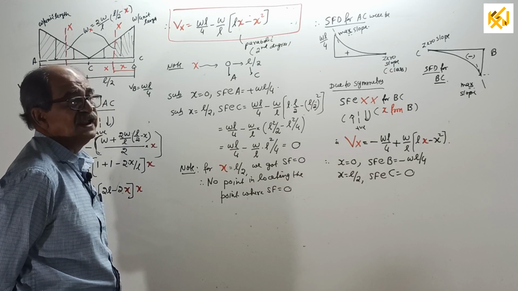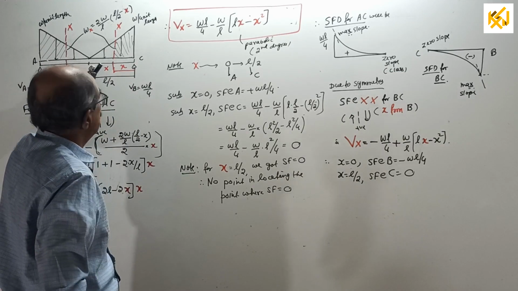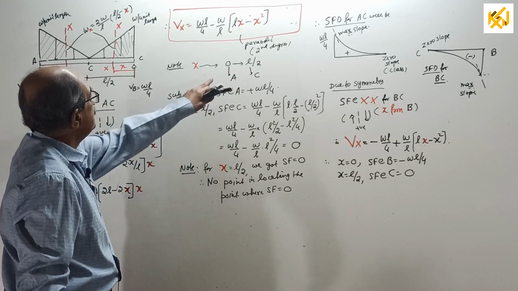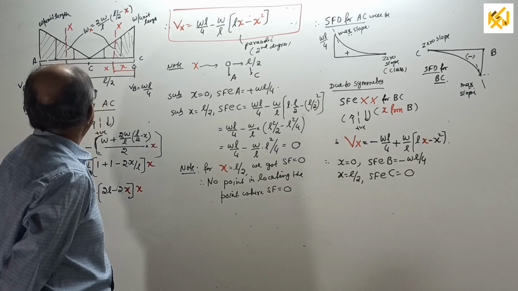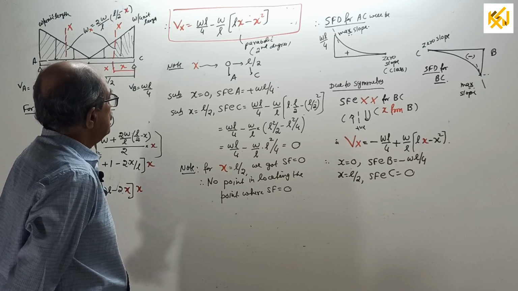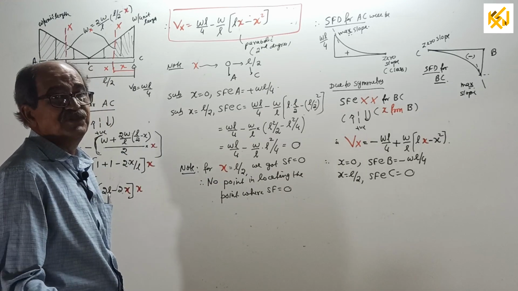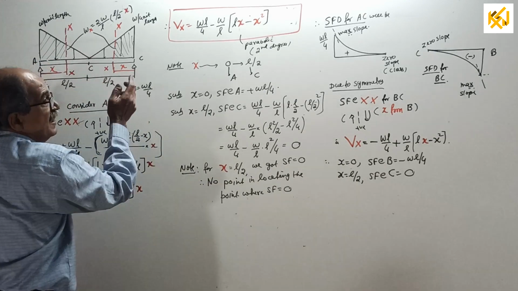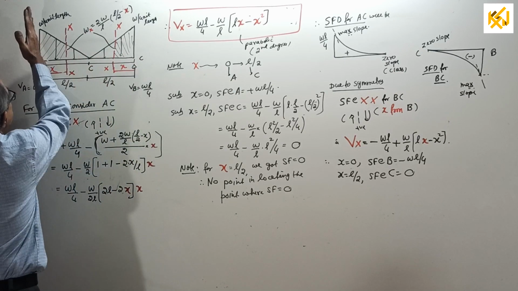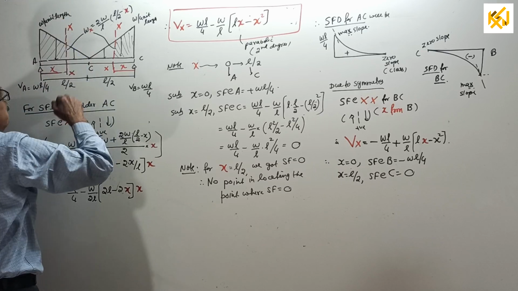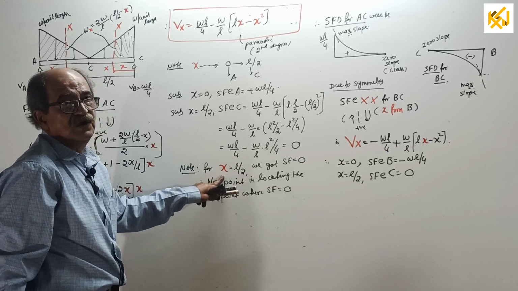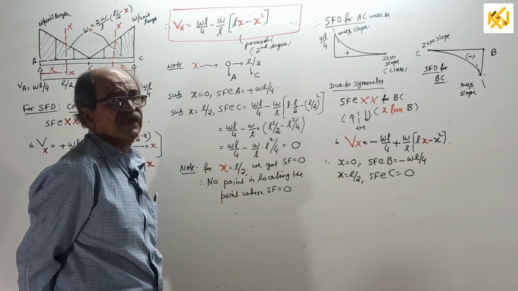Parabolic variation, second degree, x varies from 0 to L by 2, thoroughly told. I made a note here, for information. Substitute x equal to 0, shear force at A will become plus WL by 4. Substitute x equal to L by 2, simplify it, it will become 0. It has to come 0 because of symmetrical loading, maximum BM at center; whatever is this upward force will be equal to this downward force, so shear force has to come 0. So note, for x equal to L by 2, we got SF equal to 0.